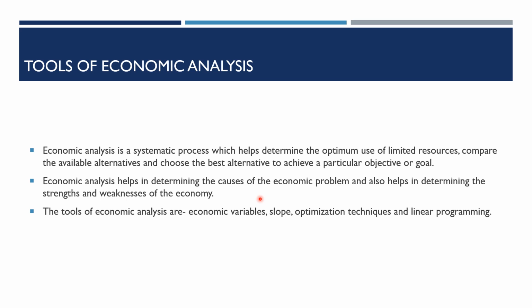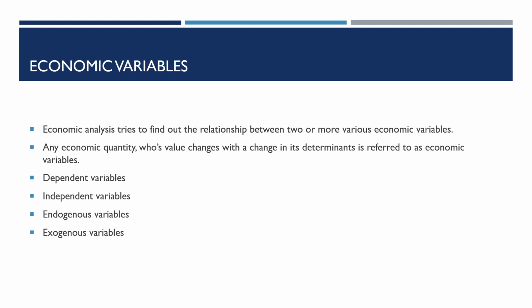So to do it, we require certain tools that will help us do it. The first tool is called economic variables. The second one is slope. The third one is optimization techniques, and the fourth one is linear programming. So with the use of these tools, economic analysis is done. Let's understand the first tool of economic analysis, that is economic variables.